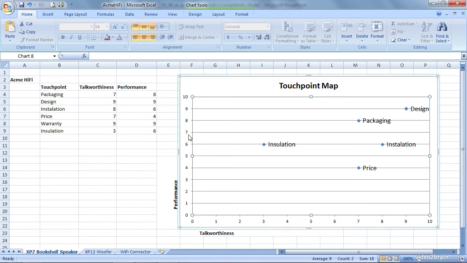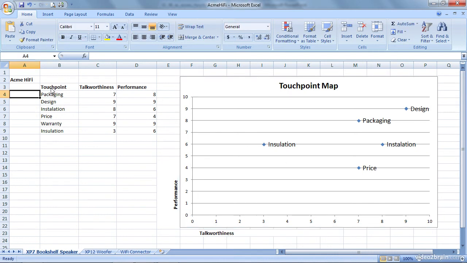So what that'll tend to do is mitigate the negative conversation, but at the same time leaves my product priced where I want it and that kind of thing. So as you go through your touch point chart, there's actually a lot that you can learn from this. But what we're focusing on is the relationship between performance and talk-worthiness.